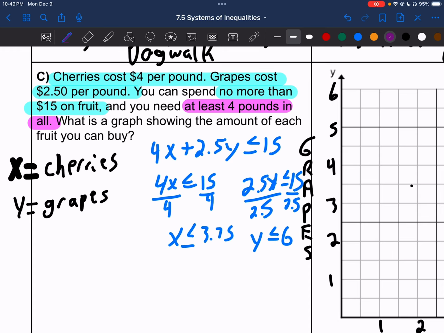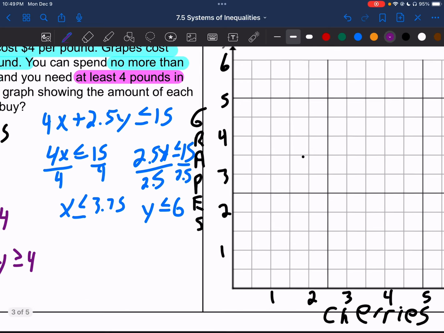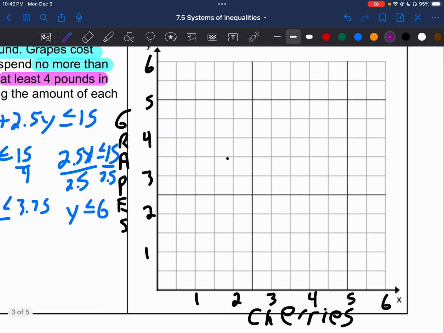My second inequality is going to be x plus y, the cherries plus the grapes, is going to be greater than or equal to, sorry, because we want to have at least 4 pounds. So that means x is greater than or equal to 4 and y is greater than or equal to 4. Those are my two intercepts if we graph based on standard format. All right, let's take a look and graph it.